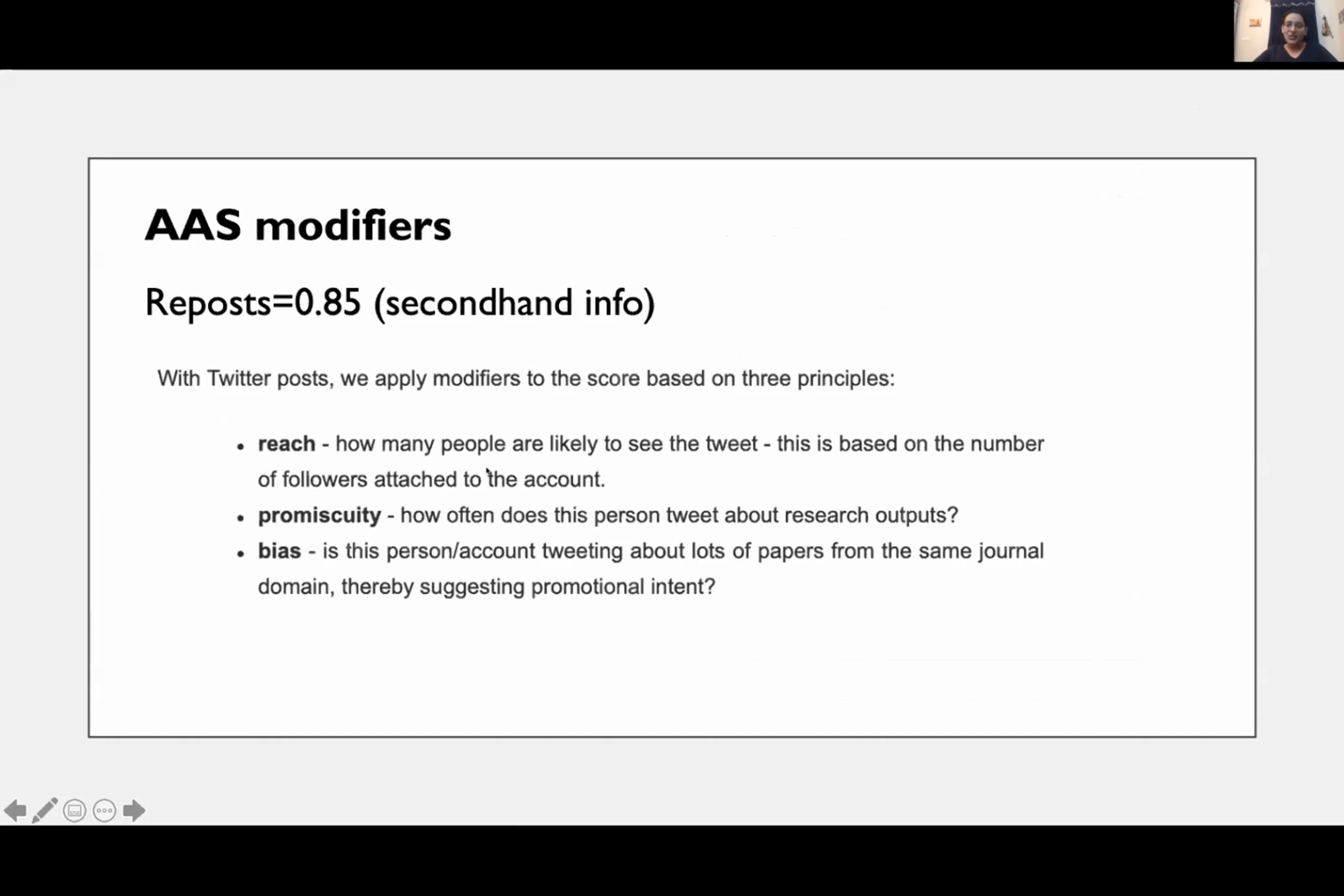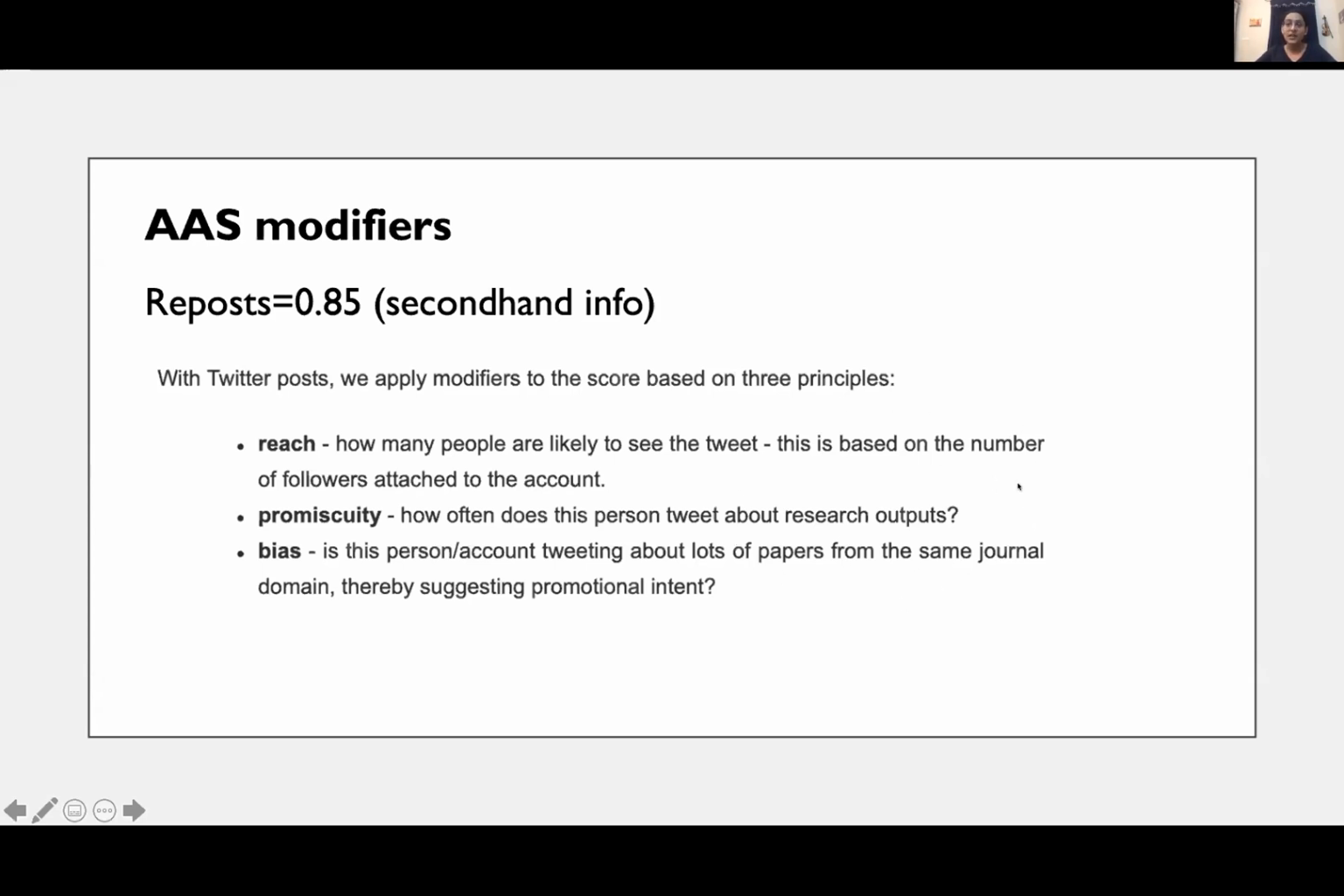Plus, there's some modifiers. So suppose I posted a tweet, someone just retweeted, they did not really modify it or anything, just reposted second-hand info, so it gets less weightage, 0.85. But it also depends on who's retweeting it. So suppose it's an influencer, a person who has got a lot of followers and they retweet, then it gets higher points. Also depends on how often this person tweets about research outputs.